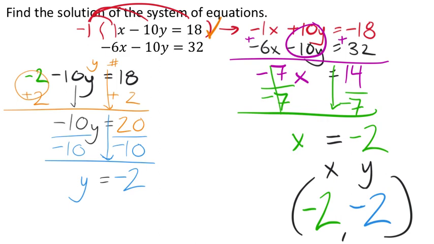The second one, negative 6 times negative 2 would be 12. 10 times negative 2 is negative 20. So it'd be 12 plus, because it's minus negative 20, which would be 32. Yeah, so that checks off as well. Both equations are true when I replace the x and y's with negative 2, negative 2. Which means, once again, if you were to graph these two equations as lines on a graph, you'd see they intersect at negative 2, negative 2. So we did find the solution.